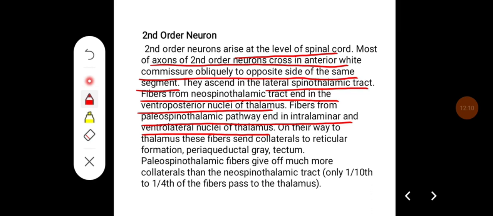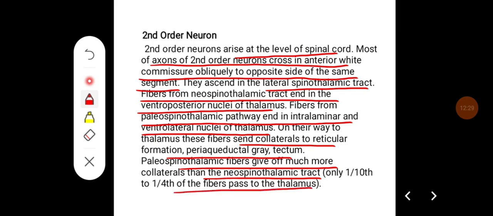On their way to the thalamus, these fibers send collaterals to the reticular formation, periaqueductal gray, and tectum. Paleospinothalamic fibers give off many more collaterals than the neospinothalamic tract. Only 1/10 to 1/4 of the fibers pass through the thalamus.